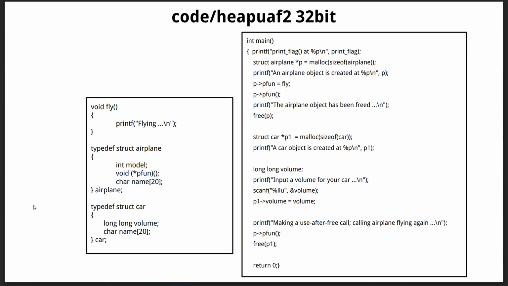Okay. But you only get one chance to input the volume. So you don't really care about what you write into model. You care about what you write into pfunc. But you have only one chance to do that. You have one chance to input 8 bytes, and 4 bytes of them doesn't really matter. So how do you input that?